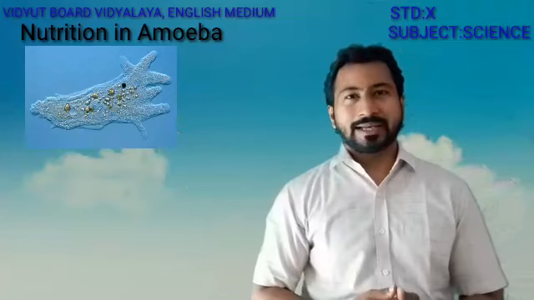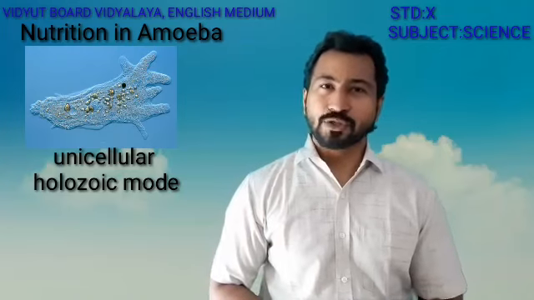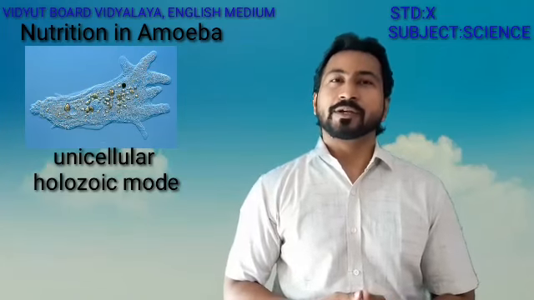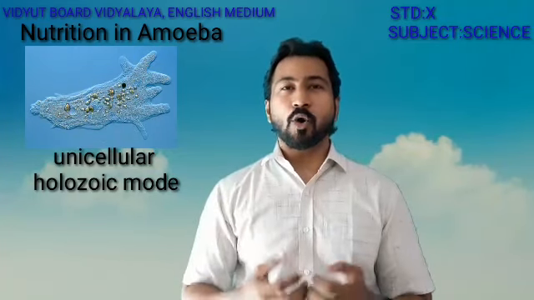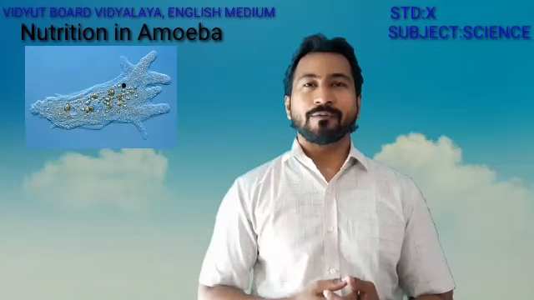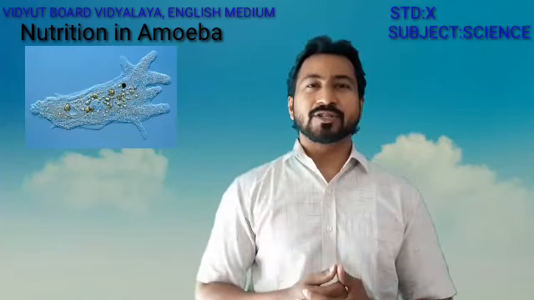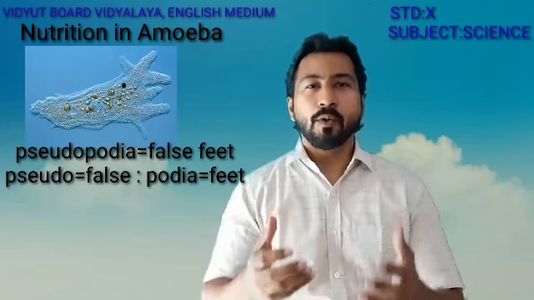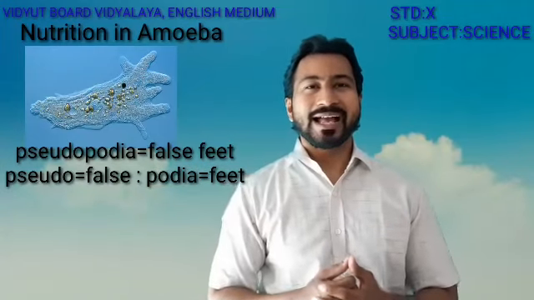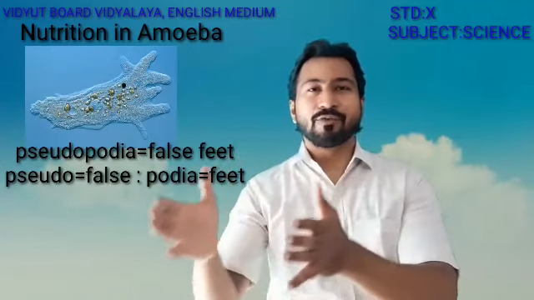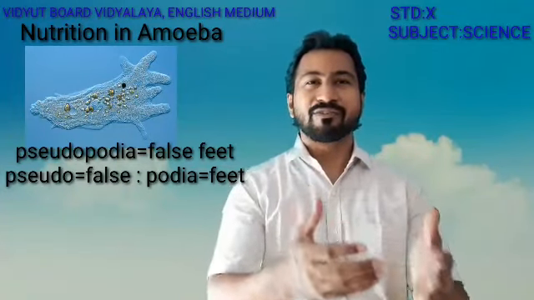Now amoeba is a unicellular organism and it shows holozoic mode of nutrition. Amoeba obtains its food by means of some sort of finger-like structures, and these finger-like structures are known as pseudopodia. Now if we divide the word pseudopodia, then pseudo means false and podia means feet, so it has false feet.